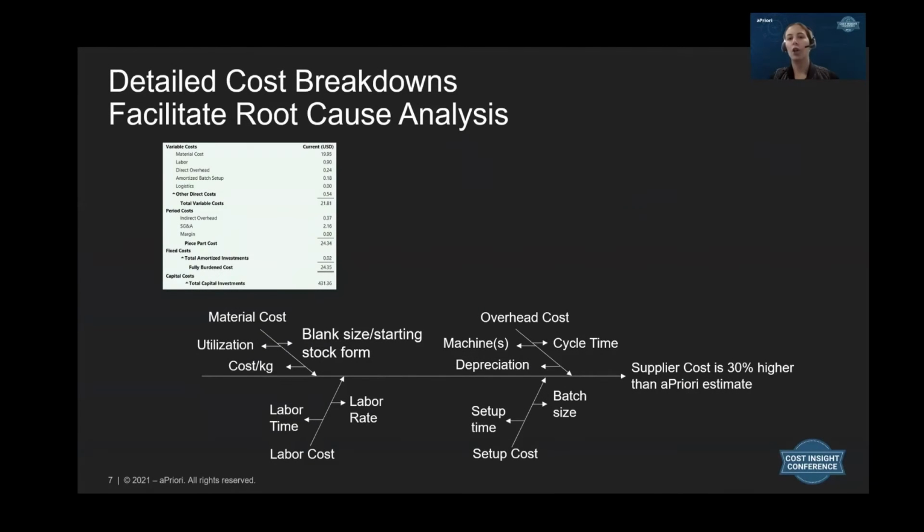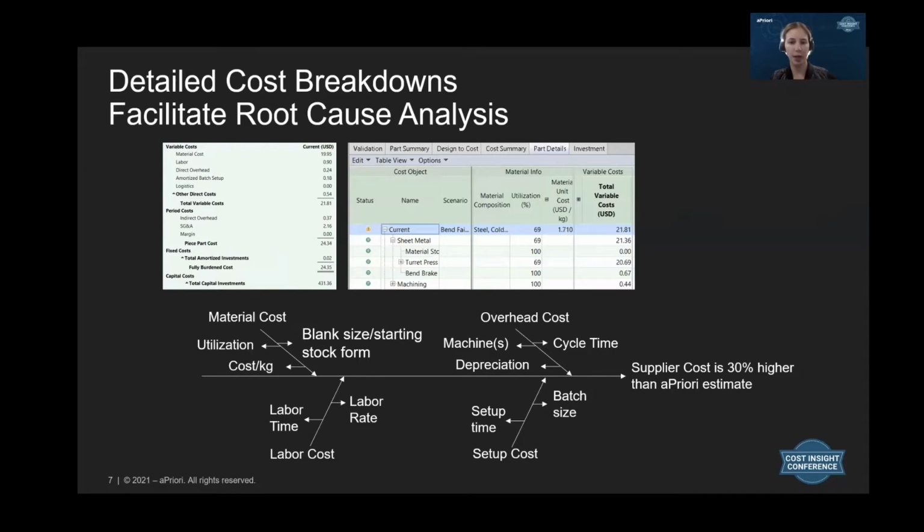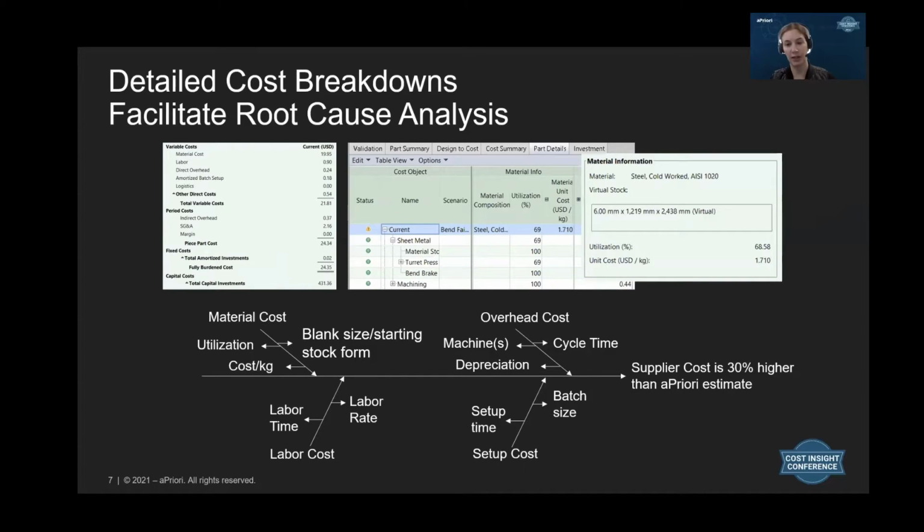I mentioned all of the detailed information that aPriori generates. It has all the details about rates, cycle times, setup times, etc. So as you're using the 5 whys, you can compare the estimate details to the supplier's details. So you can tell the supplier, I'm estimating a material cost of $20, which is different from your quote. You can say, I'm assuming a utilization rate of 69% and a material rate of 171 per kilogram, and here's the sheet size I'm assuming.